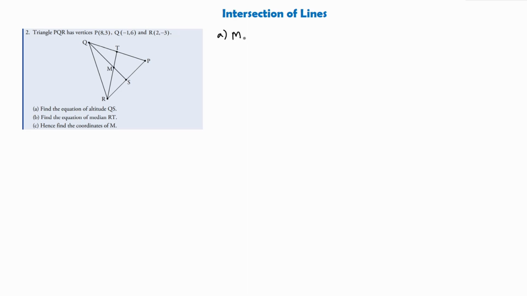So we'll start off by working out the gradient of RP, which we're going to get y2 take y1 over x2 take x1. Well, the y coordinate of P is going to be 3, and our y1 is going to be the y coordinate of R, which is minus 3. This is all going to be divided by the x coordinate of P, which is 8, subtract the x coordinate of R, which is 2.